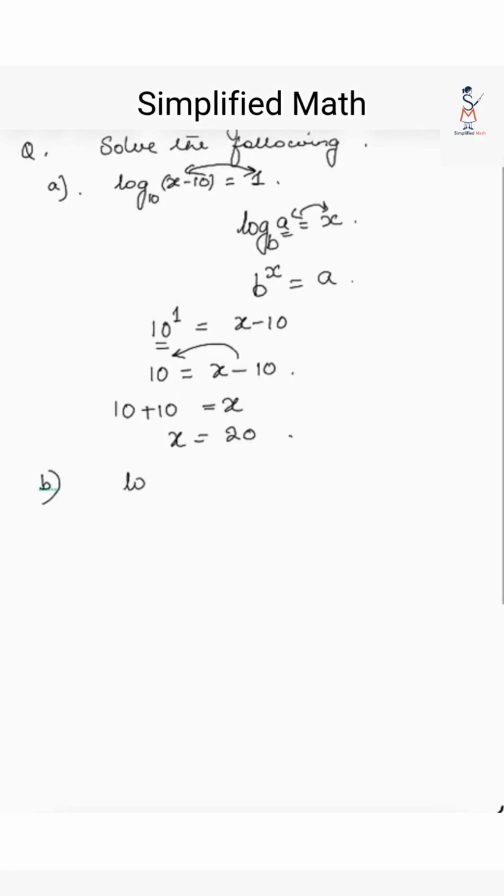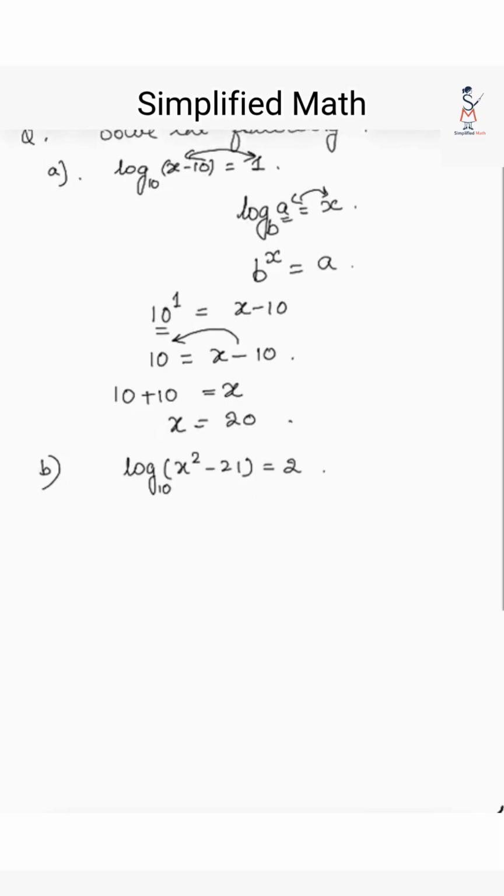The second one is log (x square minus 21) is equal to 2. Now here the base is not given. That means the base is 10. When the base is not given, we have to take the base as 10. So this is log to the base 10 of (x square minus 21) is equal to 2. Same way we will change this in the exponential form.